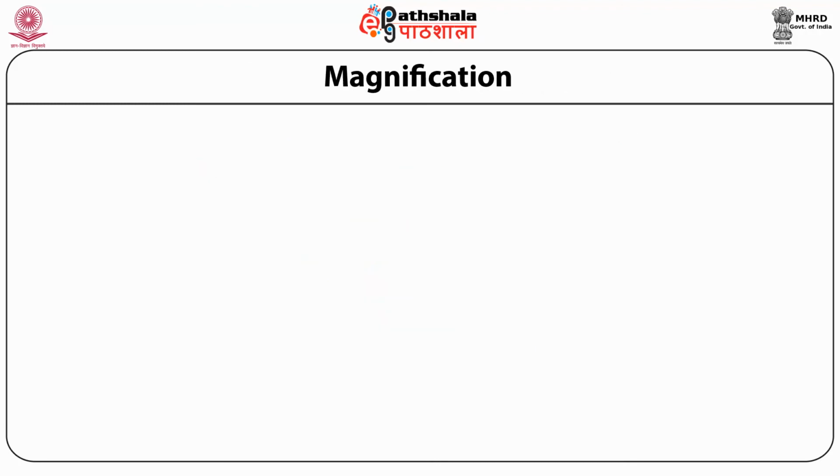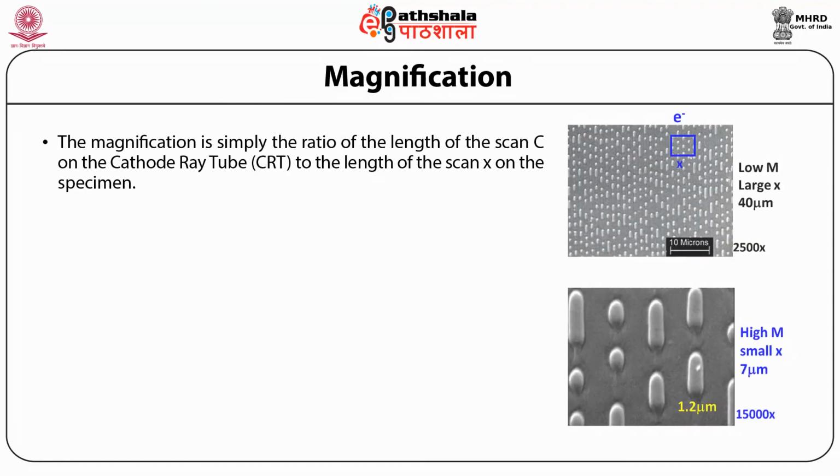So let us now discuss the magnification in the case of SEM images. Now these are two images. The left hand side shows a low magnification, with a scale as large as 40 microns, and the right side figure shows a high magnification, with a scale as small as 7 microns.